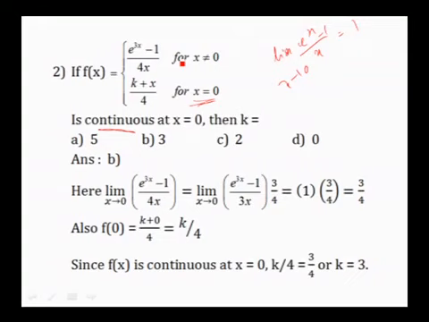So this is continuous if this f(0) value is equal to this 3 by 4. So k by 4 is 3 by 4, or k is equal to 3. So option B is correct. Answer is B.